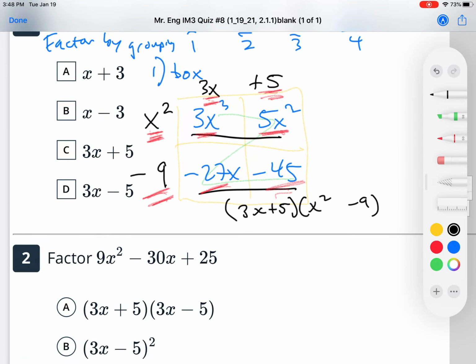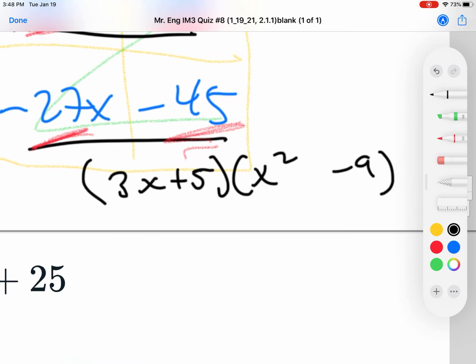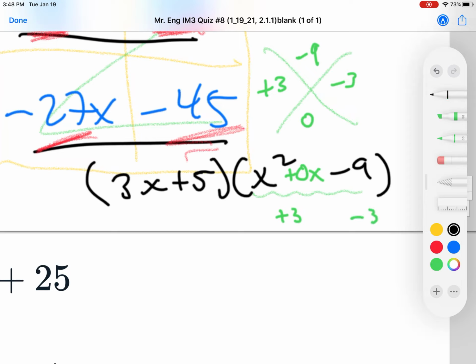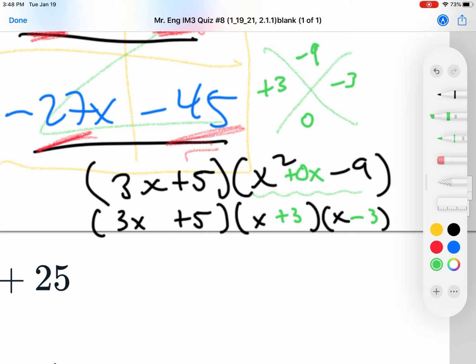Now, if you notice, x squared minus 9 is not any of the choices for number 1, because you have to add a placeholder. And when you do that, here in green, you're going to have to factor again. So a times c would be negative 9. My b value would be 0. My two numbers are 3 and negative 3. Okay, so this would leave us with 3x plus 5 and x plus 3, x minus 3 as our answer.